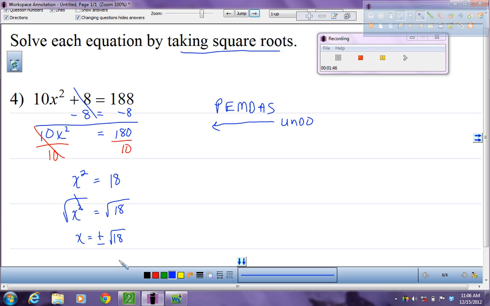But I don't want you to leave the 18 just like that. I want you to make sure you simplify the 18. So take that 18 and break it down to prime numbers. 9 times 2 is 18, and 2 is a prime number. I can continue the branch on the 9, 3 times 3. And they're both prime numbers. So in essence, the square root of 18 is actually 2 times 3 times 3.